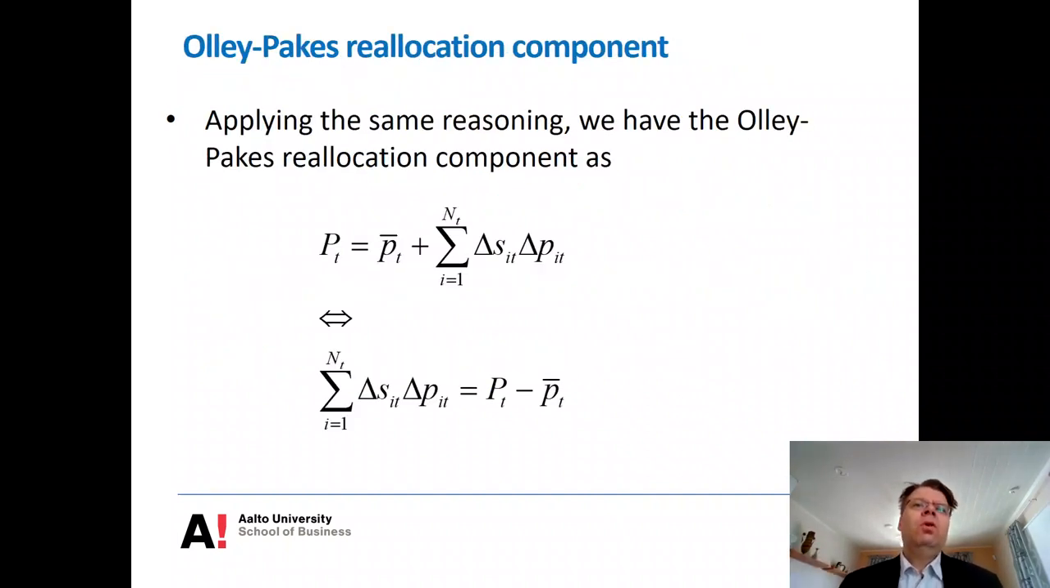The same applies also to the Olley-Pakes components. So for example, recall this decomposition of Olley-Pakes as the industry productivity being the sum of the average productivity of firms and the reallocation effect. And here, of course, the reallocation effect critically depends on these share weights. However, if we just reorganize this equation so that we move this reallocation component to the left-hand side, we see that it is equal to the difference of the industry productivity and the average productivity of the firms. Therefore, we can also calculate this reallocation effect of Olley-Pakes without any share weights. We can take just the difference.